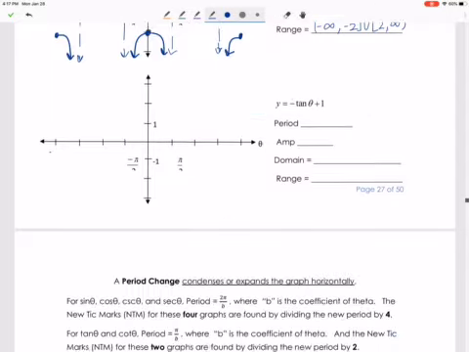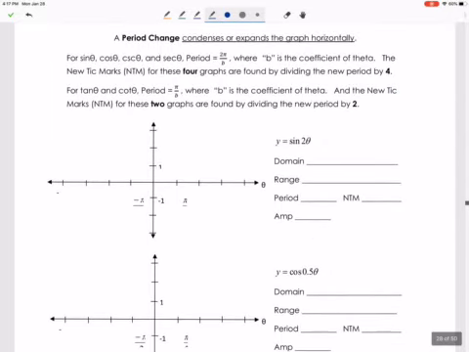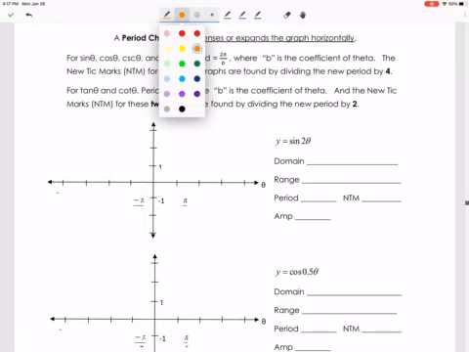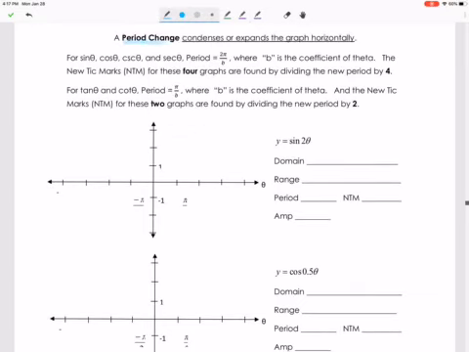Okay. All right, so kind of getting into the heart of today, kind of adding this last piece in with your period changes. So remember, a period change condenses or expands the graph. So when we looked at this on Monday, this was how we ended up having kind of a tighter knit wave versus a very much elongated wave.